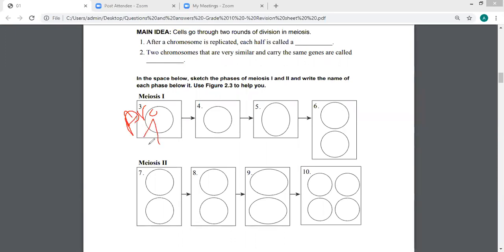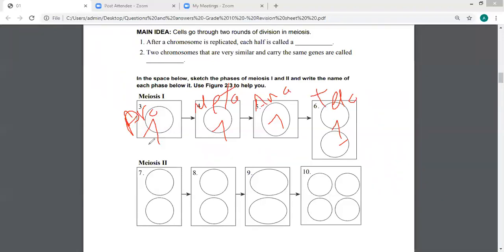Then number 4 will be? Metaphase 1. Good. And so on. Anaphase 1. And then telophase 1. Good.